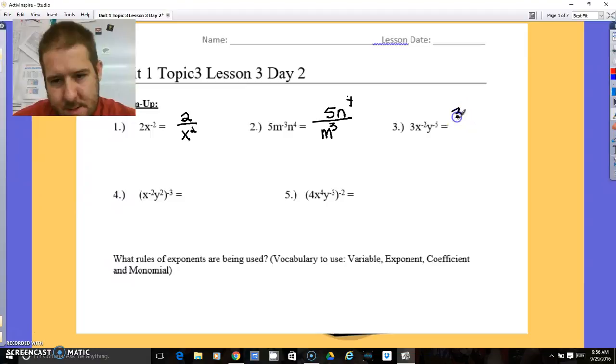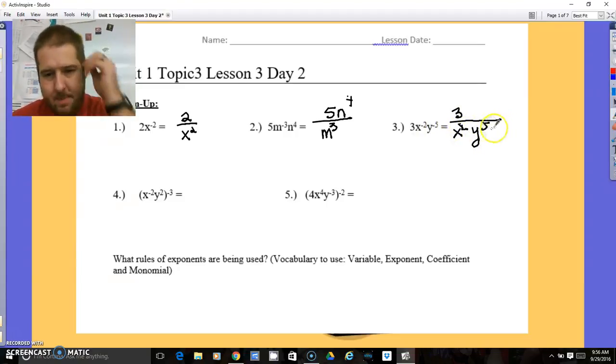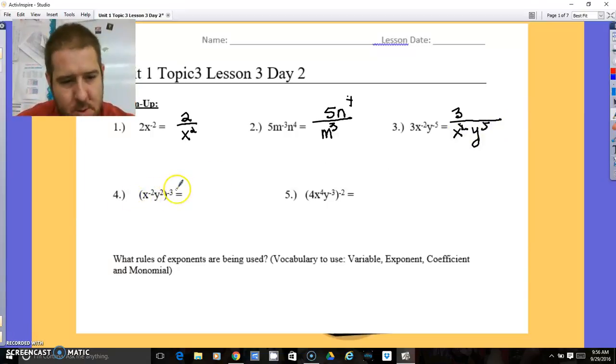So 3 stays on top. X to the negative second means the x goes on the bottom, becomes x to the positive second, because you don't want any negative exponents in your answer. And y to the negative fifth becomes y to the fifth on the bottom. Done.